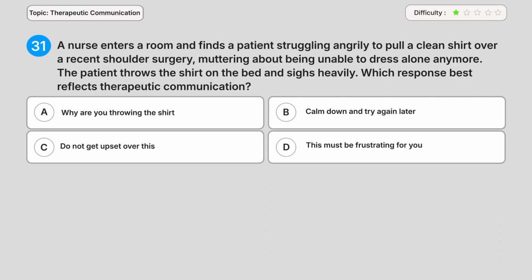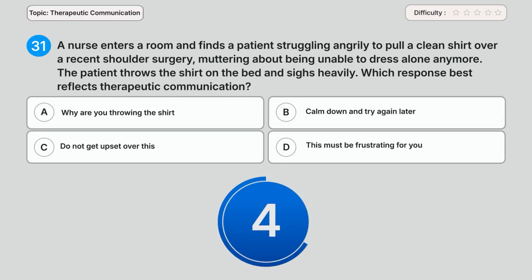A. Why are you throwing the shirt? B. Calm down and try again later. C. Do not get upset over this. D. This must be frustrating for you. Can you guess the answer?